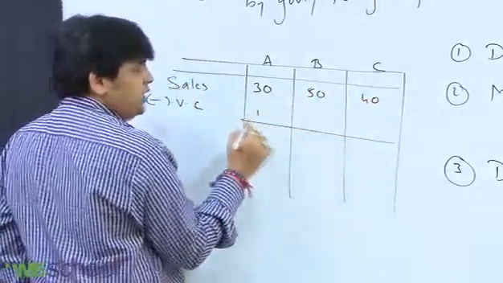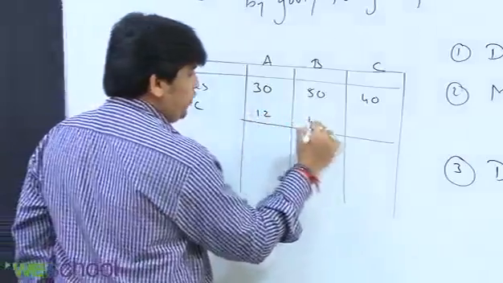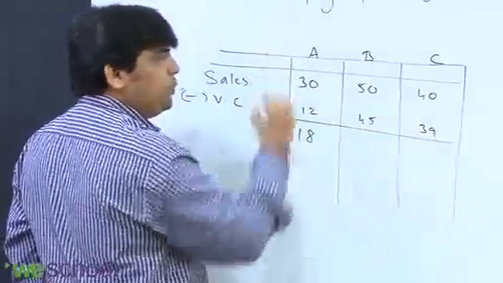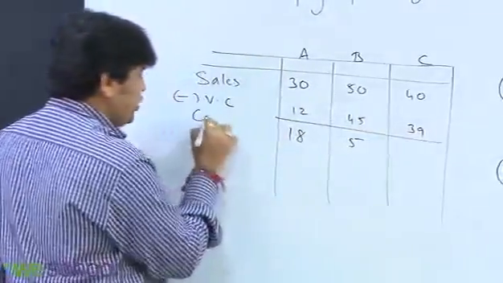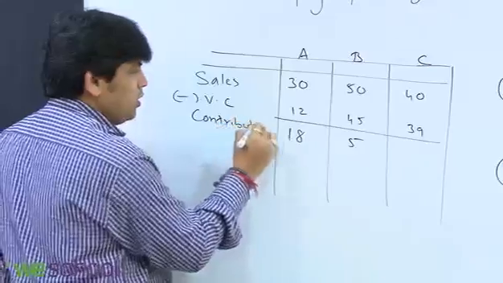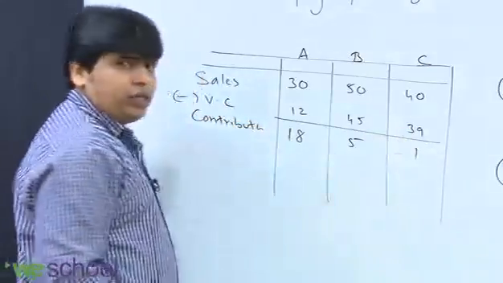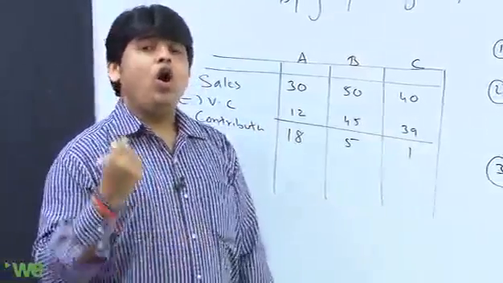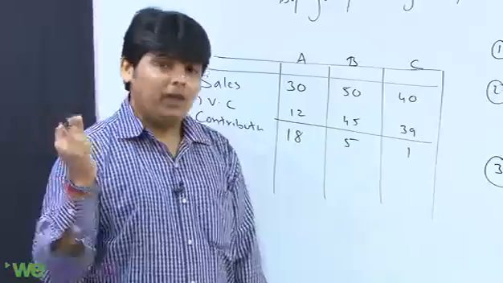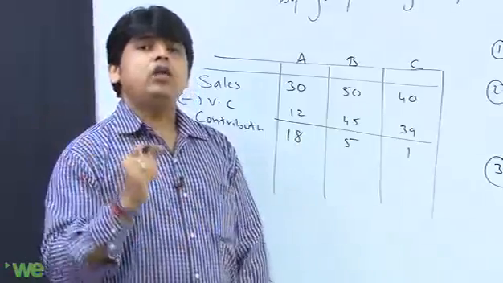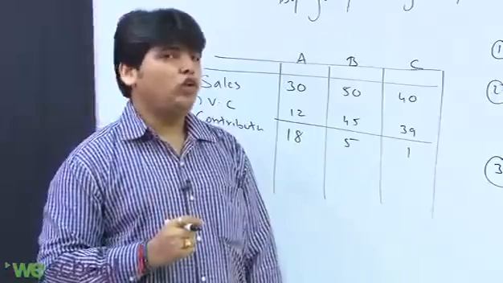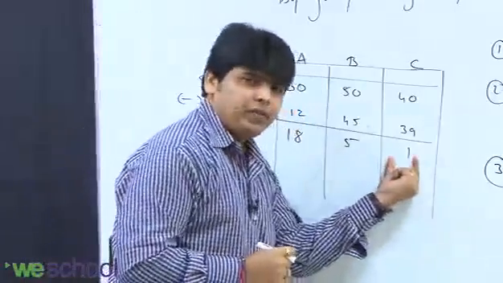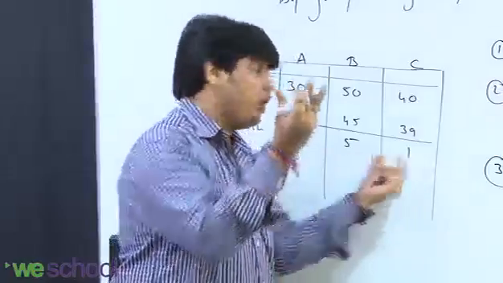Variable cost is, say, here it is 12, here it is 45, and here it is 39. So here I am getting 18 rupees, here I am getting 5 rupees contribution, and here I am getting 1 rupee contribution. As I explained in the features of marginal costing, all the profit planning and all the price structure is calculated on the basis of contribution, not on the final profit. So which product is giving very little contribution and which product is giving more contribution?